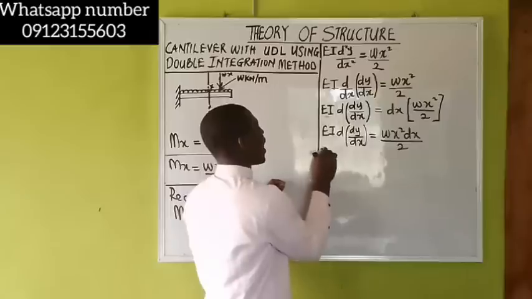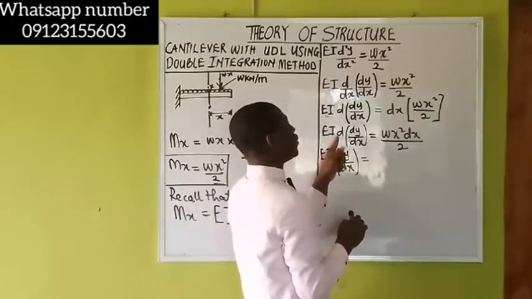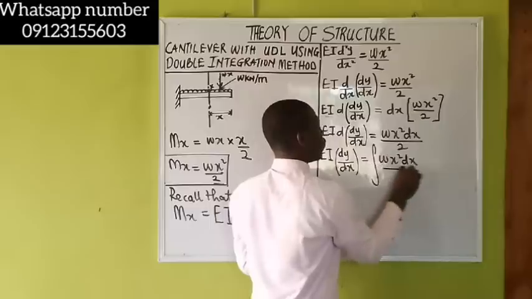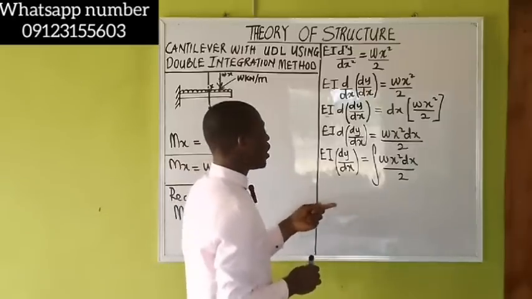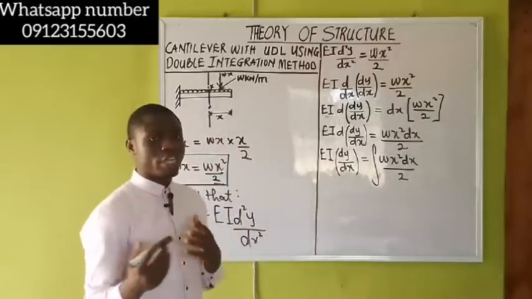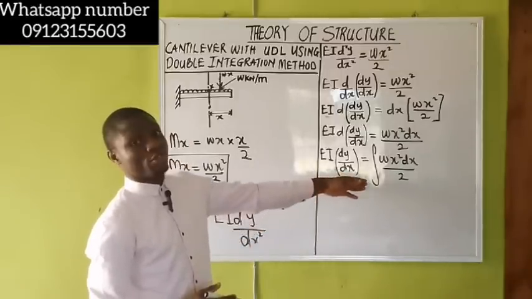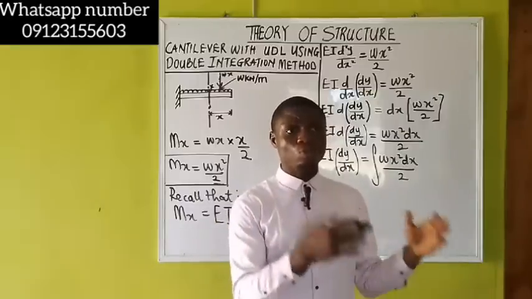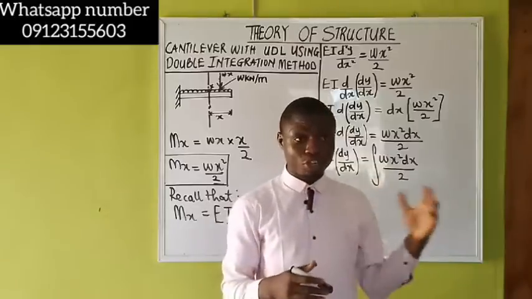That becomes EI into dy over dx, now equal in value to, I said take d to the other side, that becomes integration. Integral of wx squared dx over 2. I have this. Next up, in the previous video, when we derived the slope and the deflection of a simply supported beam with a uniform distributed load, I explained the concept of integration. So if you don't know how to derive it, kindly check the description of this video to watch that video.